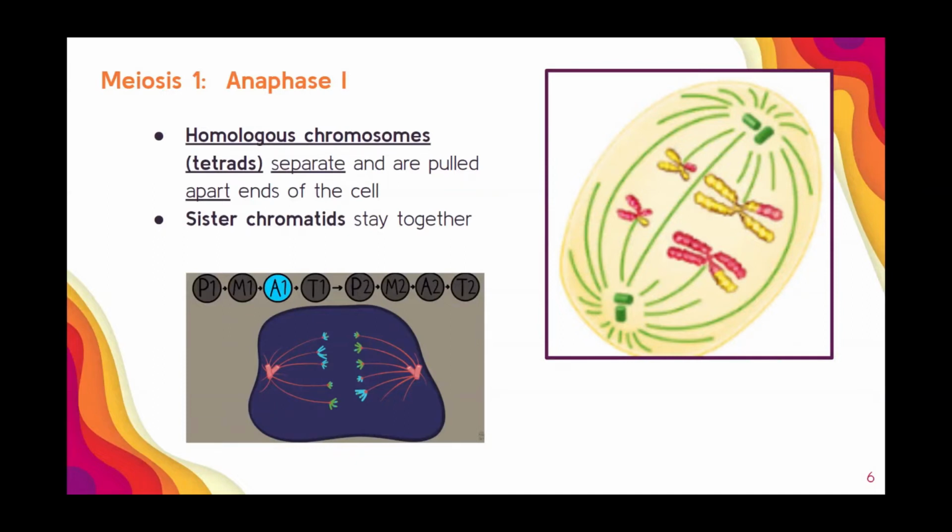If we hear sister chromatids, we're talking onward in the process, and that's going to help us figure out the difference between anaphase 1 and anaphase 2. So sister chromatids now are together.